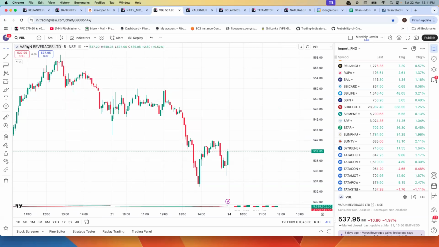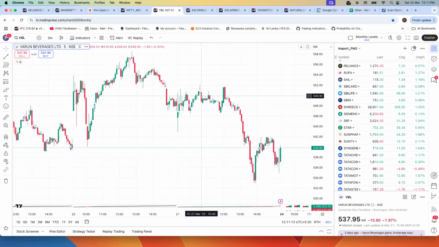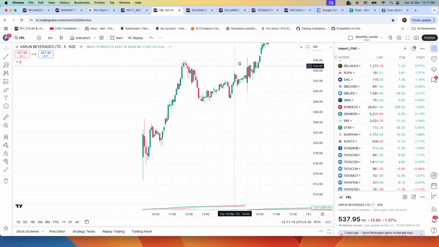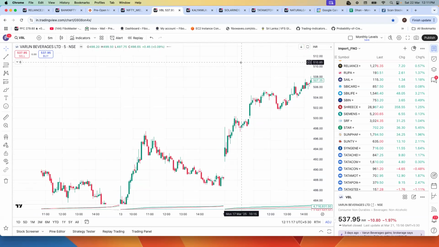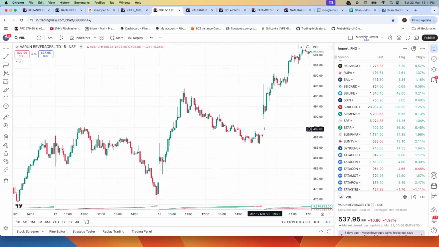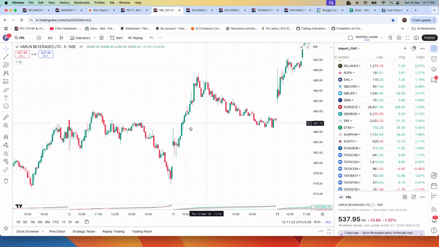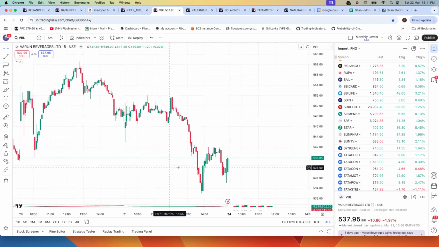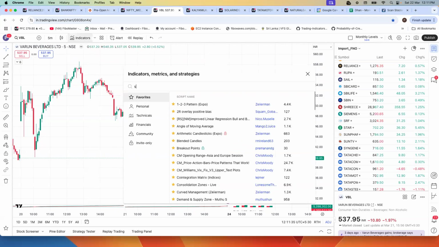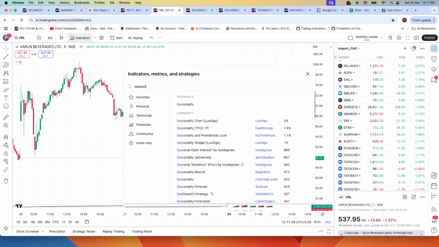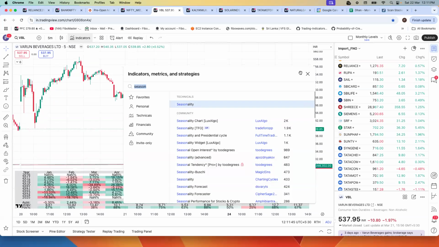So let me take Varun Beverages here. With this data, can I understand whether in April this script will go up? It has already moved up from 488 to somewhere around 539. Will it move up? I don't know. How can I find out? Go to indicators, type season, seasonality, enter it, click it.